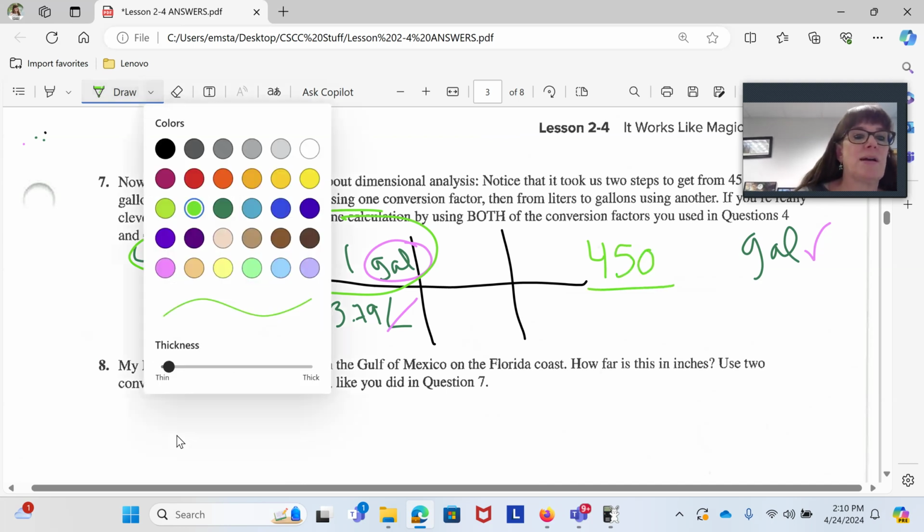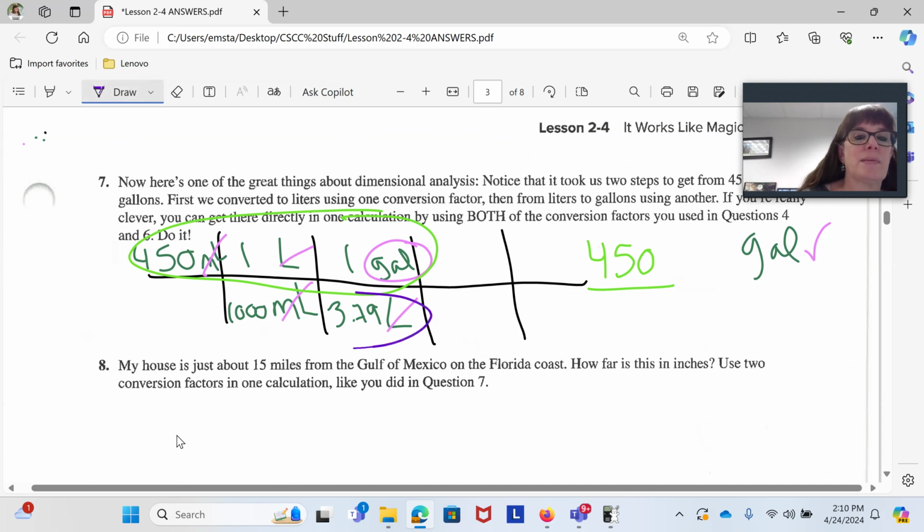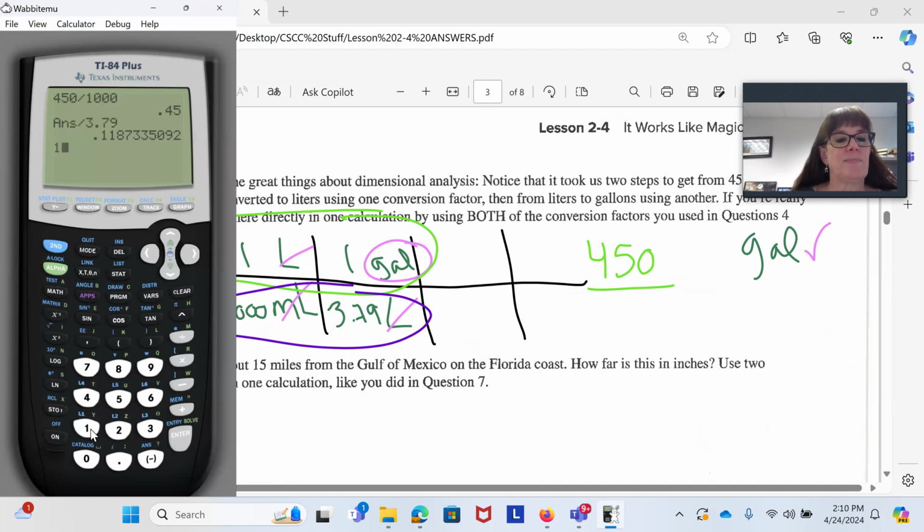And then I'm going to multiply everything on the bottom. So I think I might need my calculator for that one. 1,000 times 3.79 gives me 3,790.